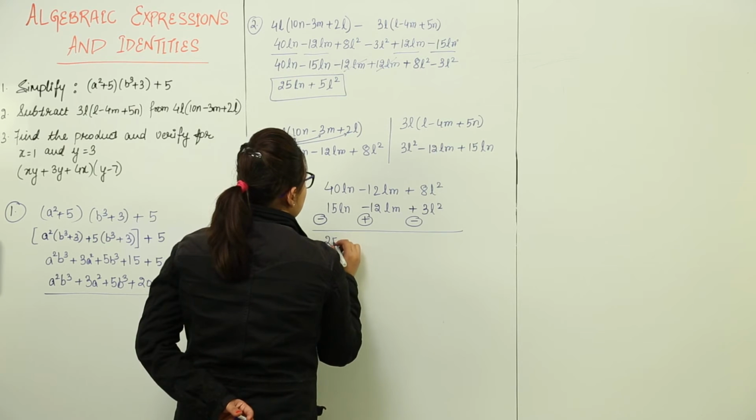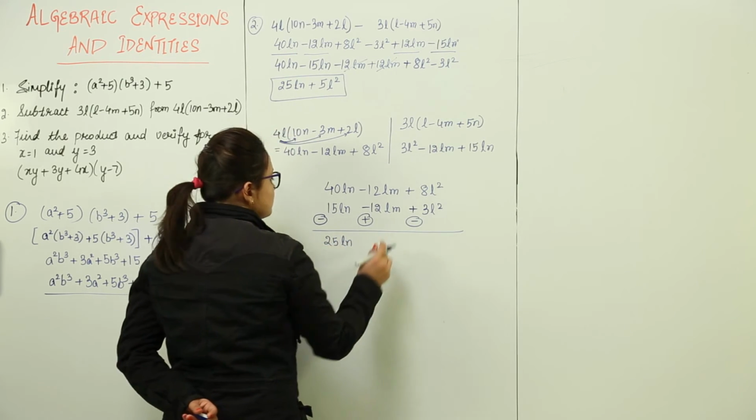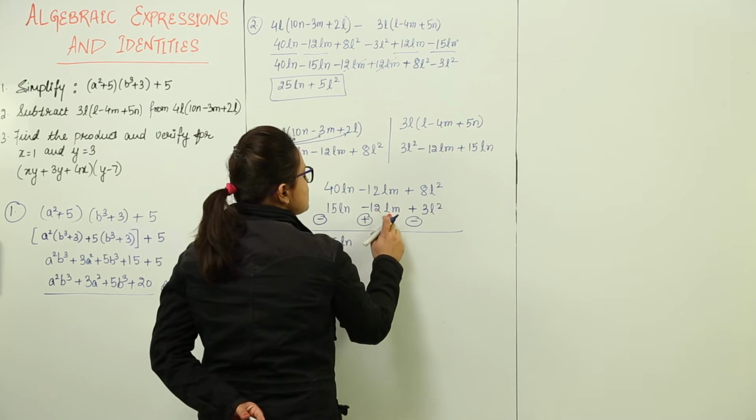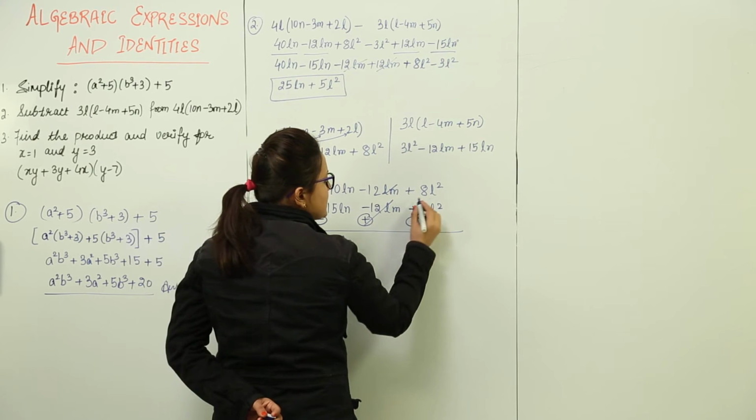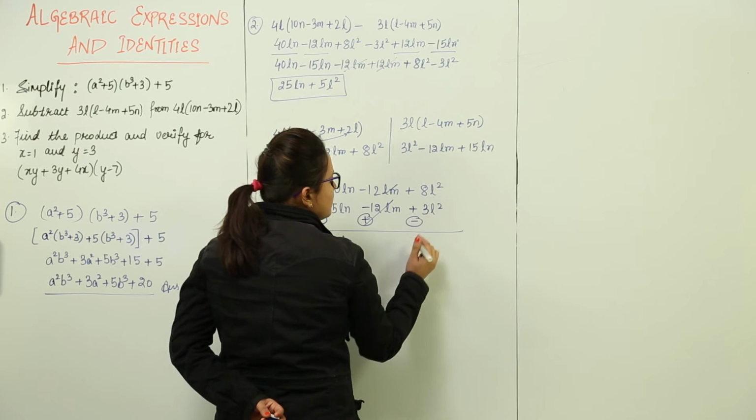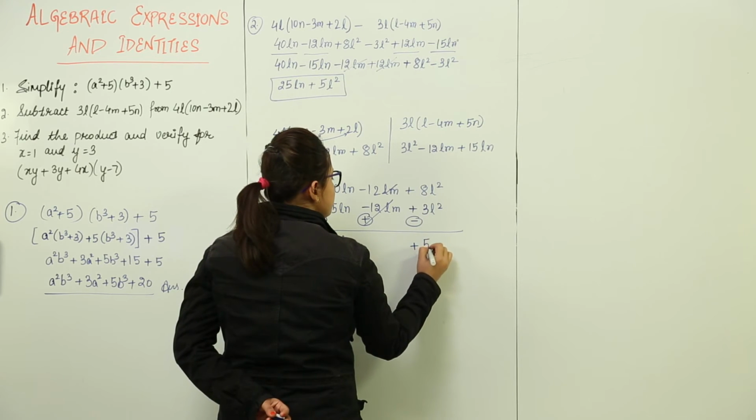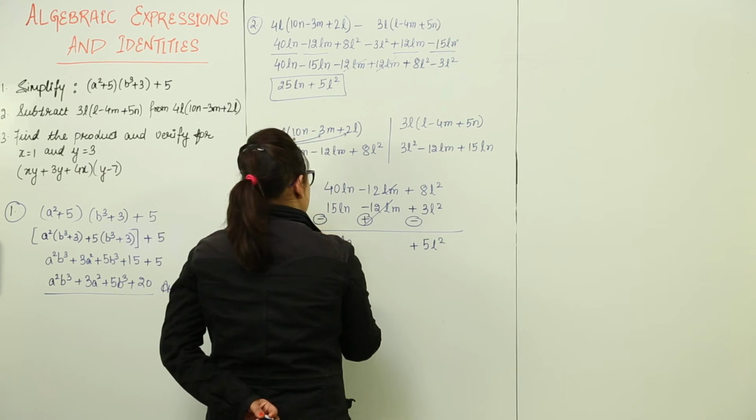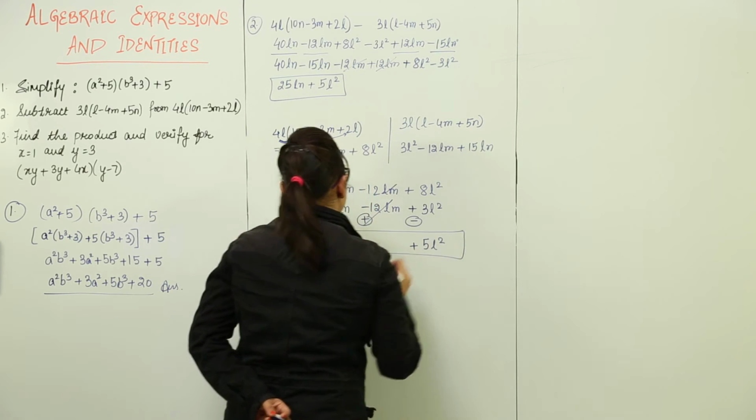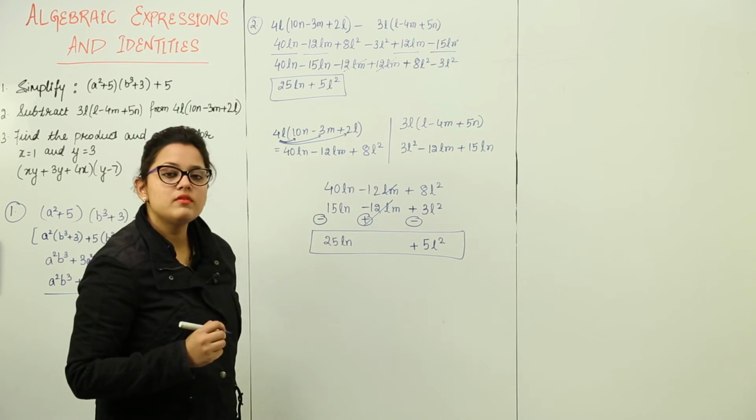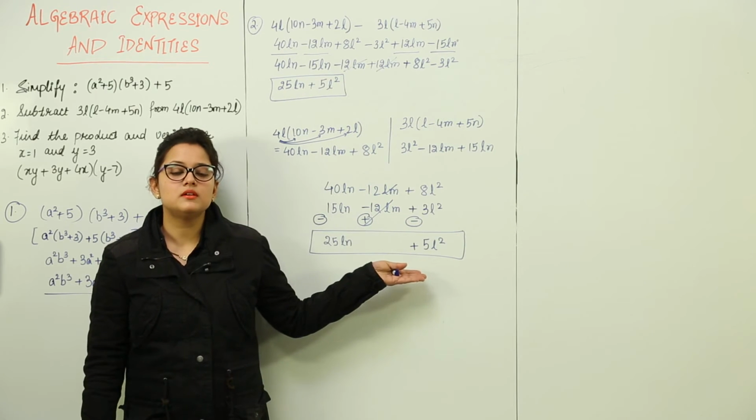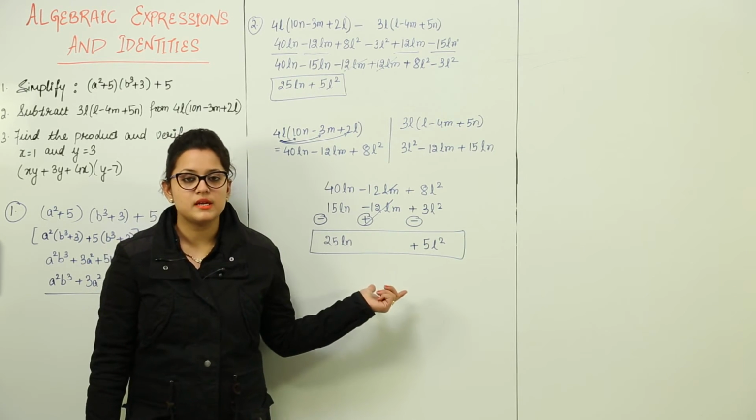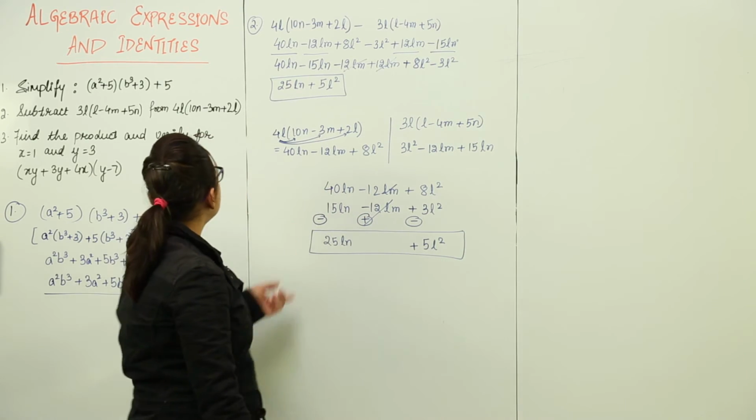This is 25 ln minus 12 ln plus 12 ln gets cancelled, and what are we left with? Plus 8l square minus 3l square, that becomes 5l square. Now the answer is 25 ln plus 5l square. That means either you follow that method or this method, your answer will come out to be the same. It depends on which question you are using.